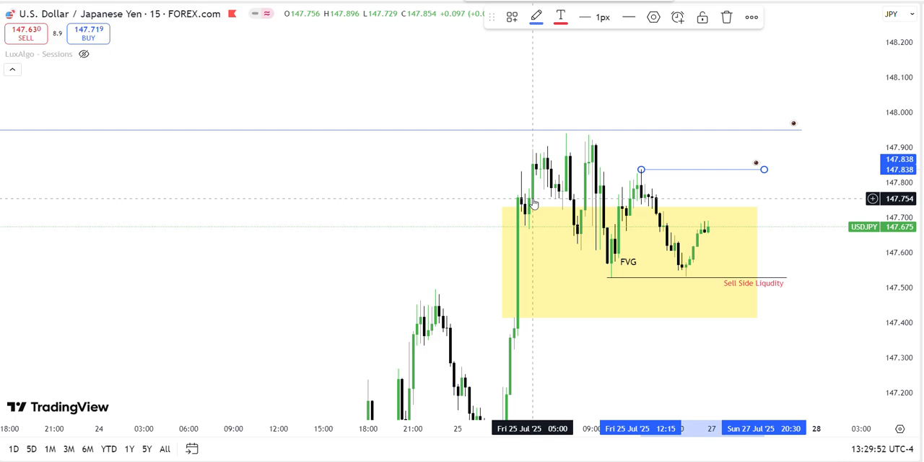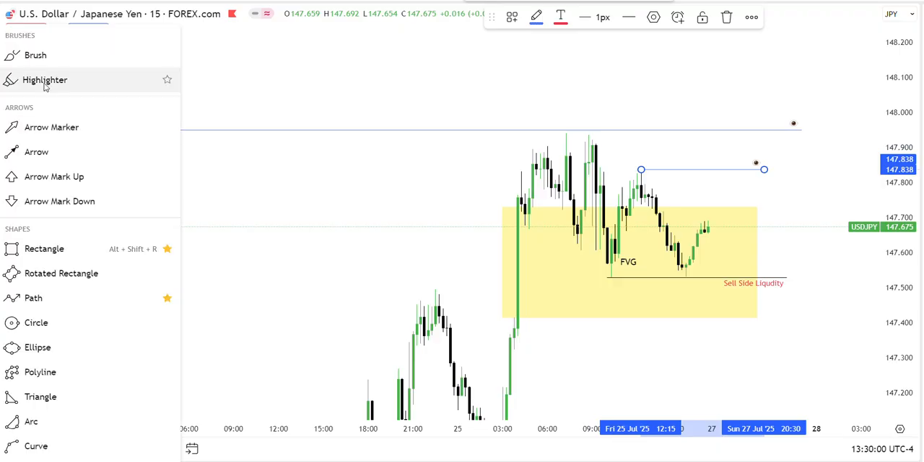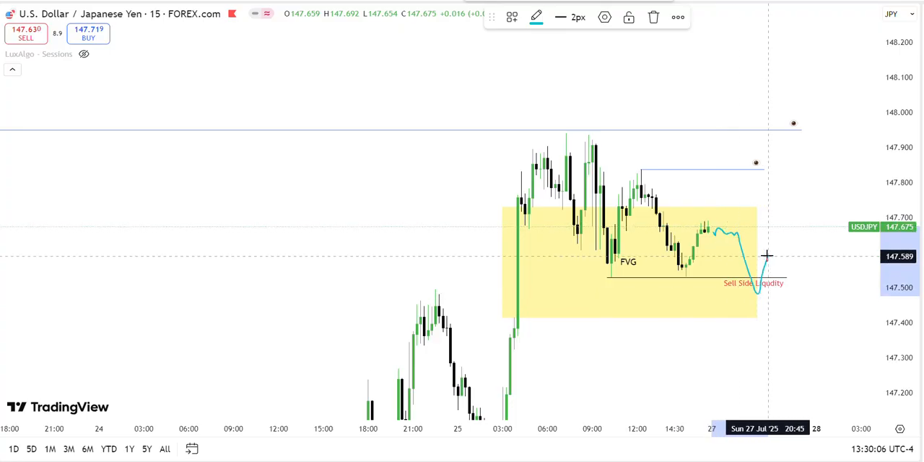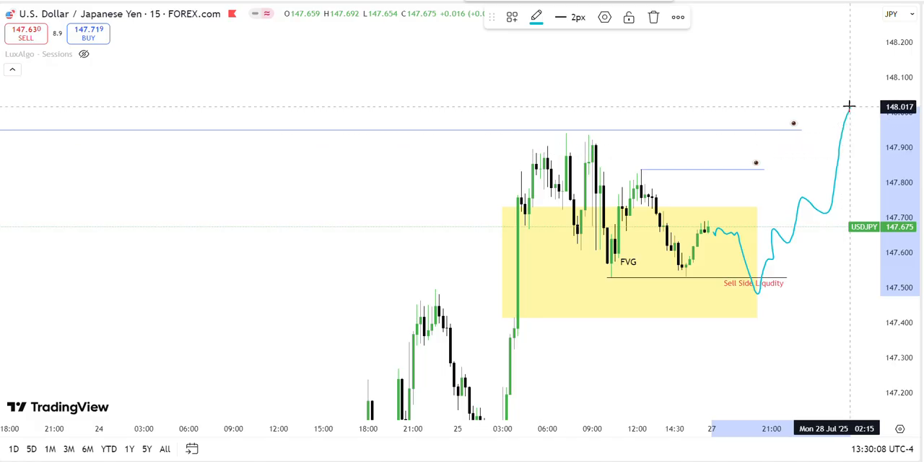Why? Because the bias is bullish and the market is inside the 15 minute imbalance. I'm expecting the market should see this. I'll be drawing the expected move. On Monday, likely in the London session and New York session, the market will be taking this side. So that is what I expect here.